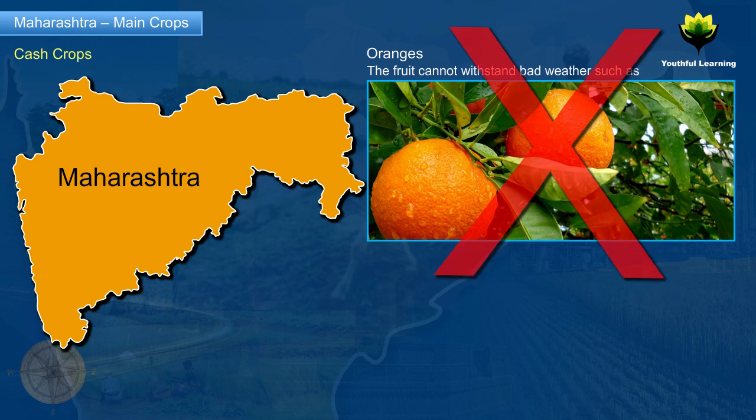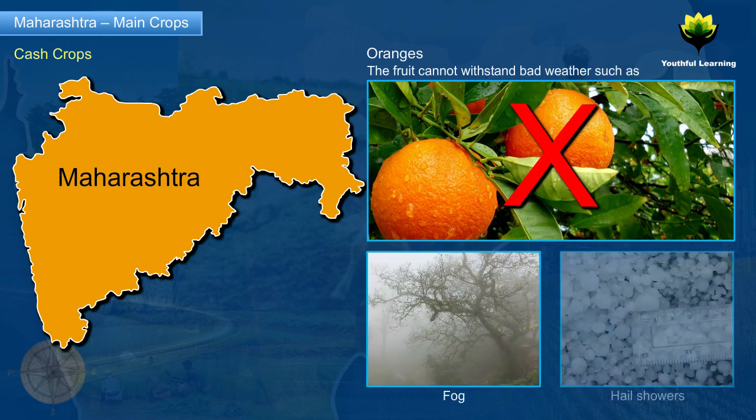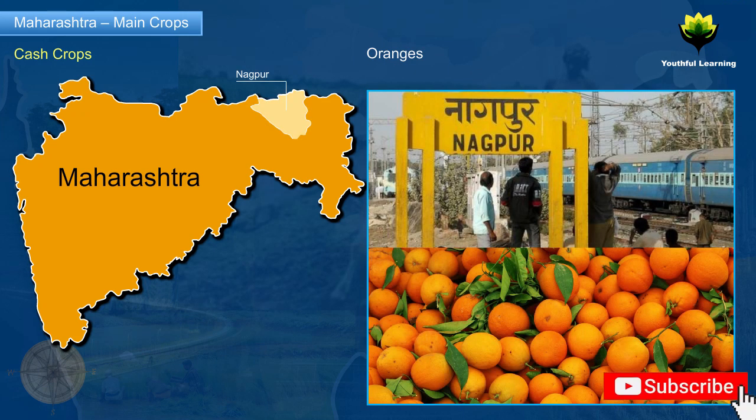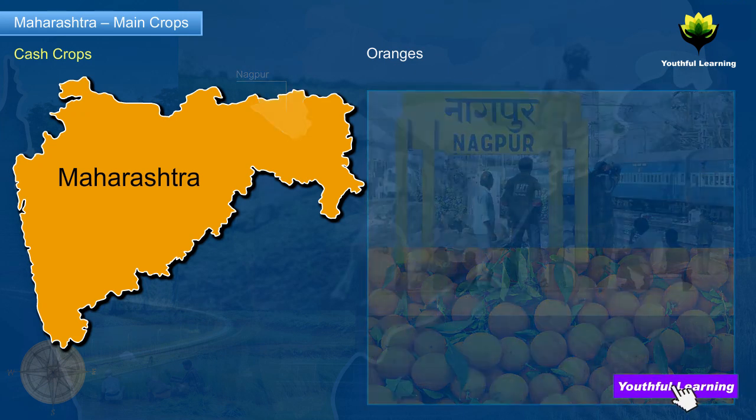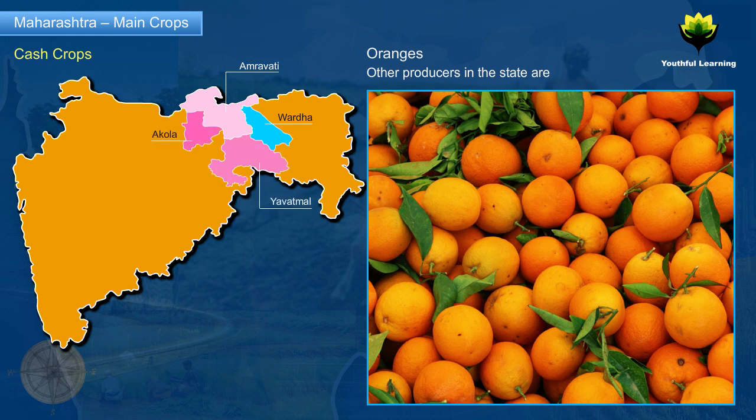The fruit cannot withstand bad weather such as fog and hail showers. Nagpur is renowned for its oranges. Other producers in the state are Amravati, Wardha, Akola, Yavatmal and Washim districts.